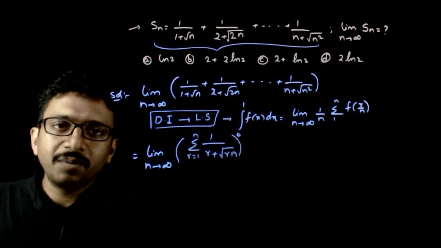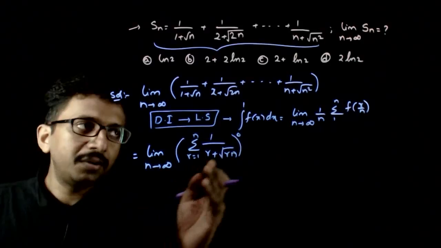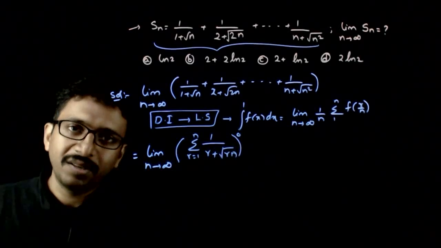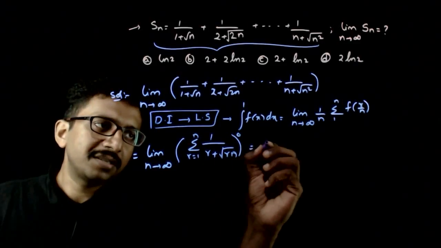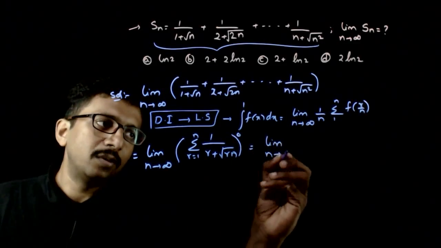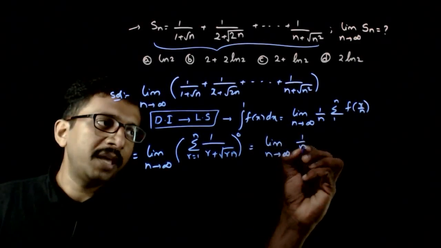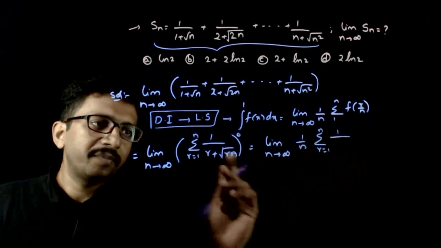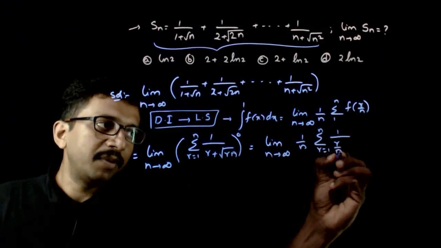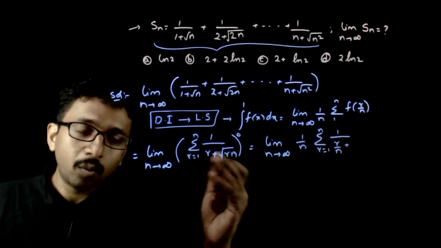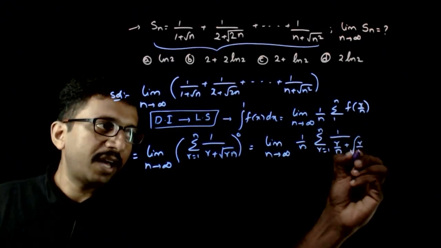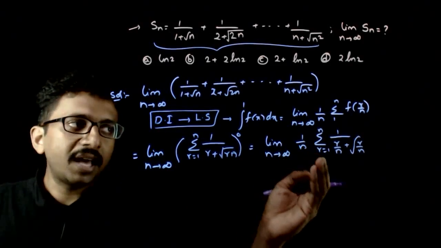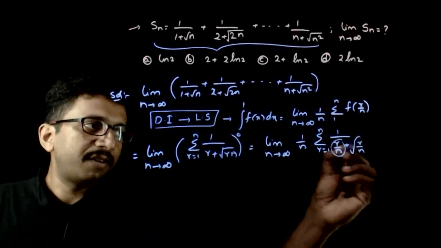Once you write the sigma notation, you need to take 1 n as common in the denominator. So, you have to have 1 by n outside, then only you can apply this formula. So, let us bring n outside: limit n tends to infinity 1 by n into sigma r is equal to 1 to n 1 by. If you take n as common, you get r by n, plus root of r by n. So, now you can see that you have 1 by n, limit r is equal to 1 to n, of a function of r by n.